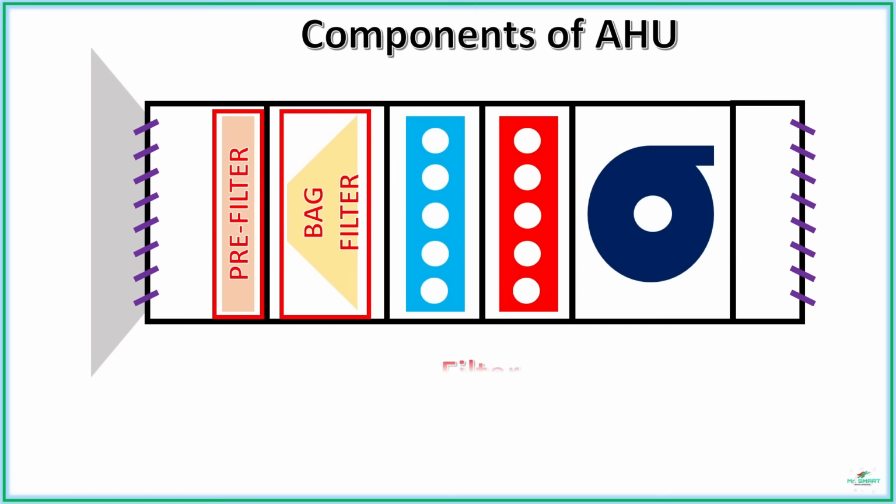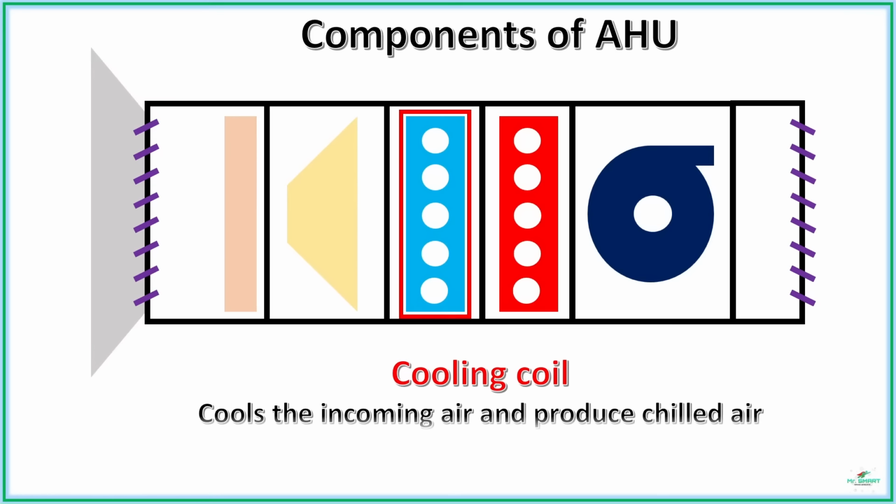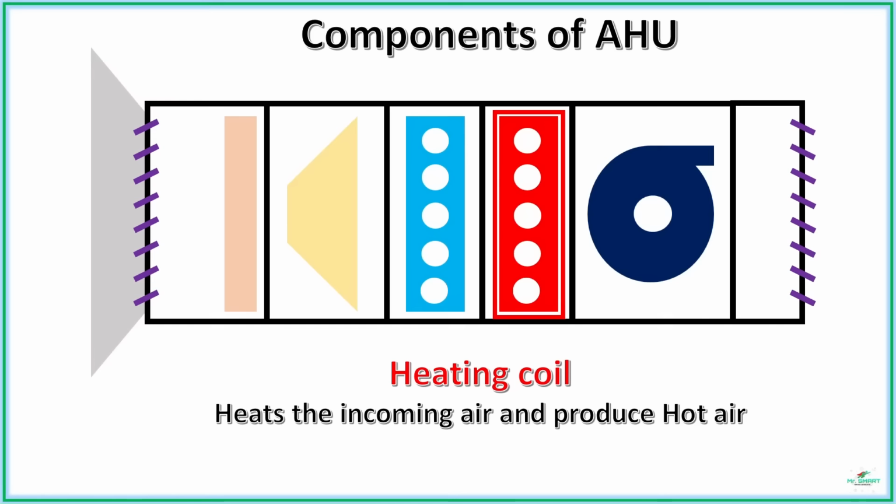Once the air enters the AHU, it is filtered to remove dust particles and impurities by two stages of filters. Now the filtered air enters an important component of an AHU, a cooling coil. A cooling coil converts the filtered atmospheric air into clean chilled air, which cools the environment. Or it is passed through a heating coil that converts the filtered atmospheric air into clean hot air, which heats the environment.